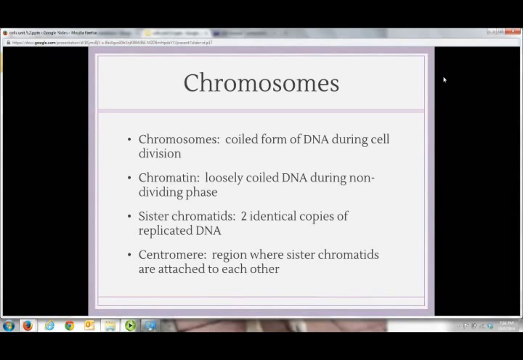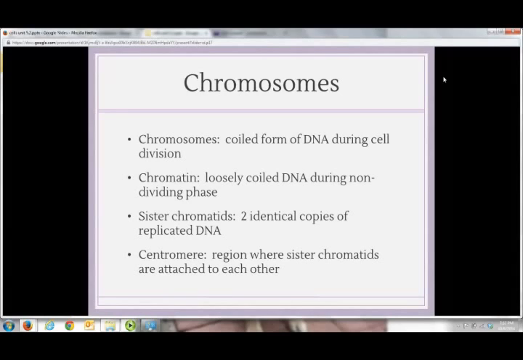The rest of the time you want to have the DNA loosely spread out so that the enzymes can get in and reach the DNA and you can make use of that genetic information. The loosely coiled DNA that you're going to see during the non-dividing phase is chromatin.